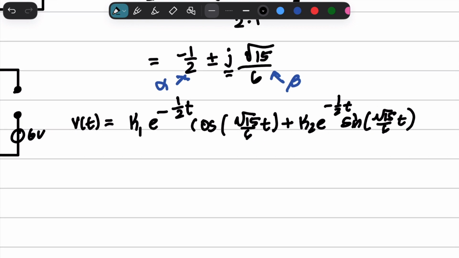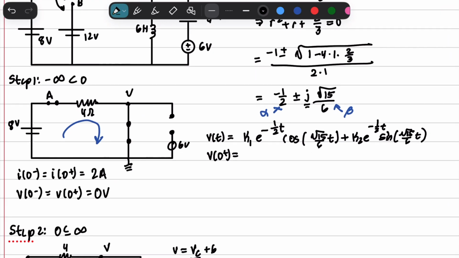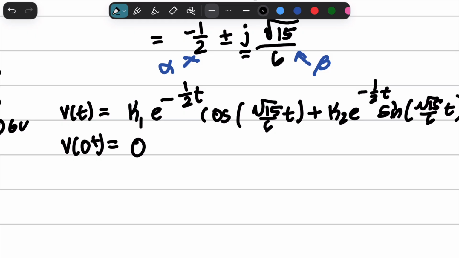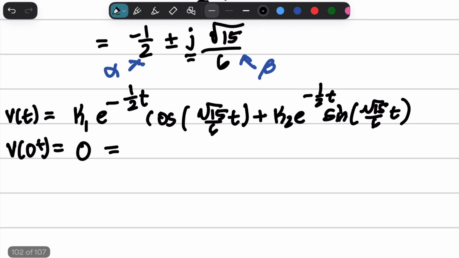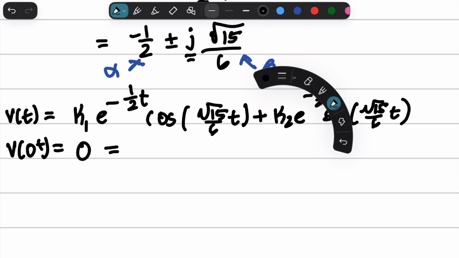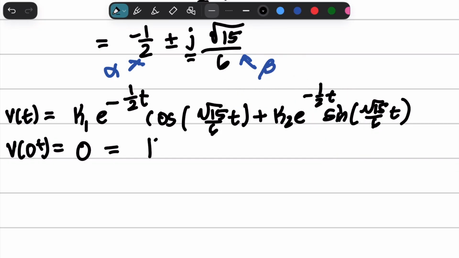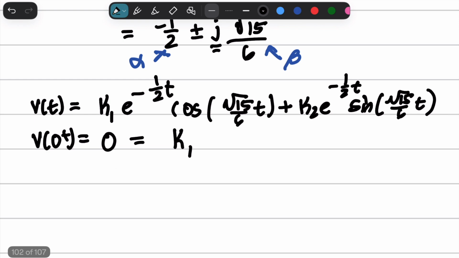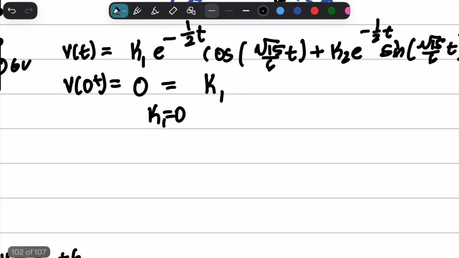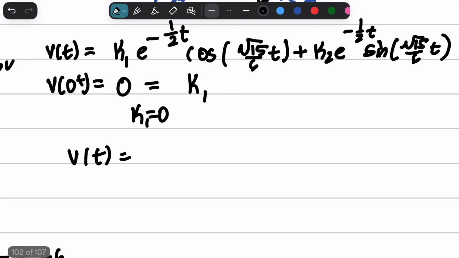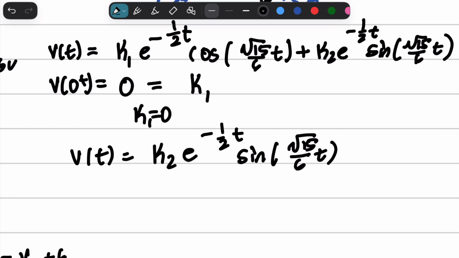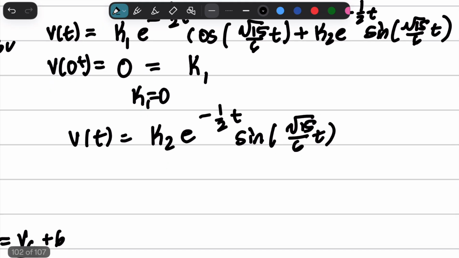Now we're going to plug in a 0 so that we can actually find k1. We found that the initial condition is 0. And sine of 0 is just 0, so the k2 gets removed completely. So we've got k1 e to the 0, so k1 is actually 0. So the cosine term of this function gets canceled out. So the real equation is actually just the sine portion. That being said, we're still going to have to take the derivative so that we can find k2.